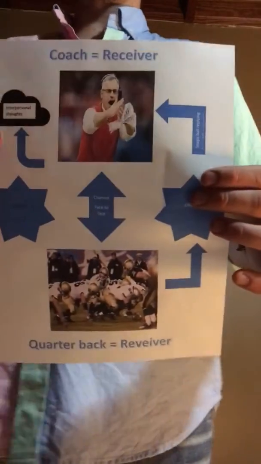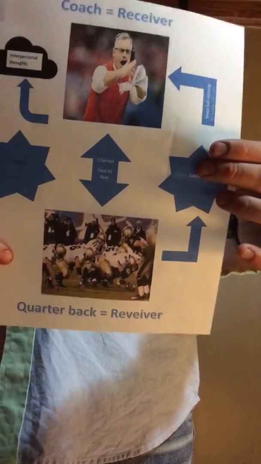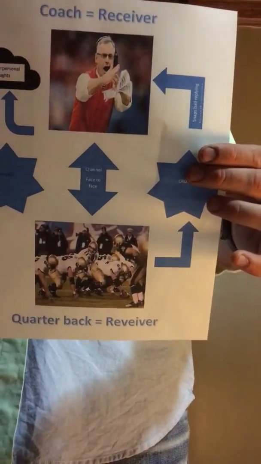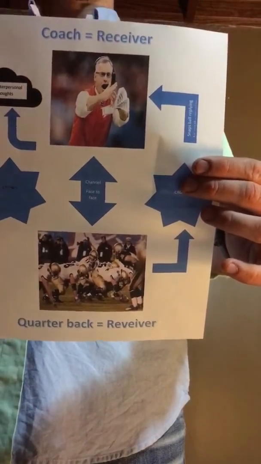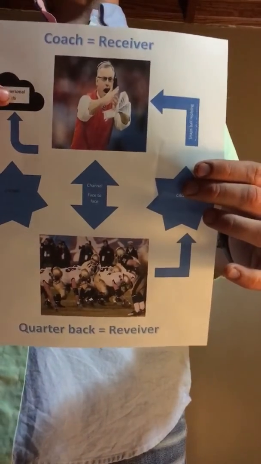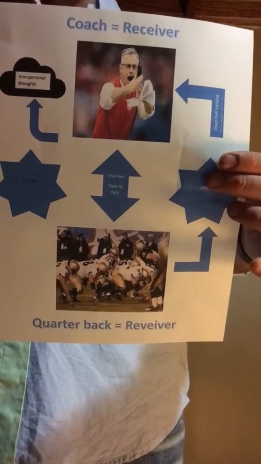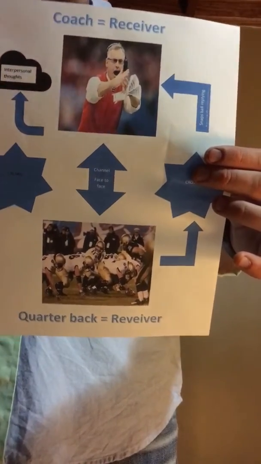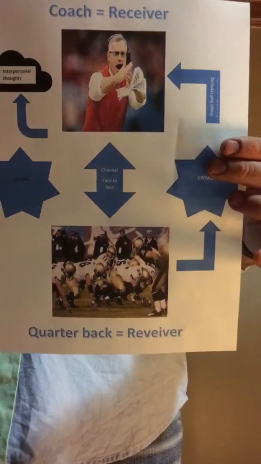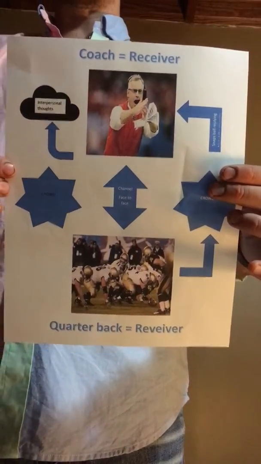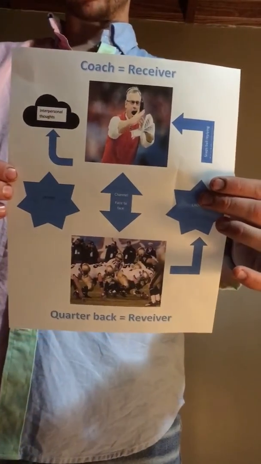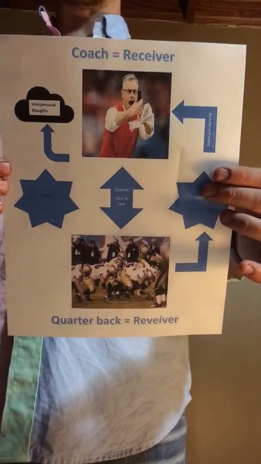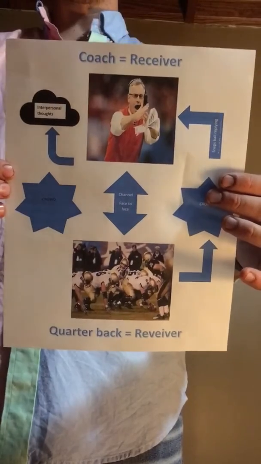As you can see, I have the sender up top and the receiver on the bottom of the page. In my situation, the sender will be the offensive coordinator, the coach, that is up top. First, the coach will develop his interpersonal communication thoughts to decipher the opponent's next move. Interpersonal communication thoughts that he conducts are thoughts in his head that he does not say out loud.